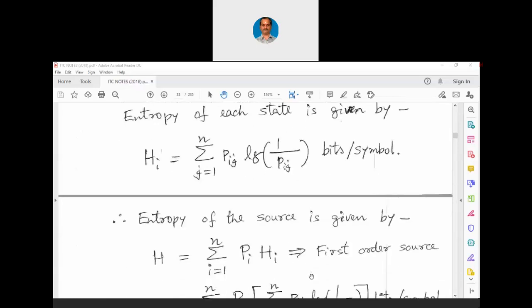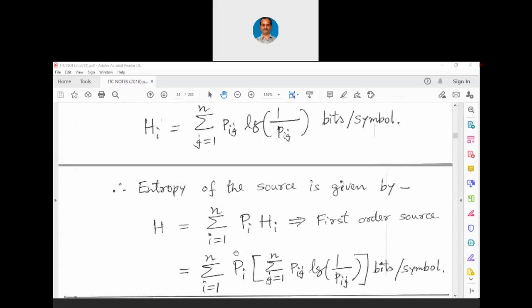Now, the entropy of the source is given by H equals summation of i equals 1 to n of capital Pi, capital Hi for a first order source. Later on I will discuss what is meant by a first order source and a second order source or a third order source. We have exercises for that later on. Now the entropy of the source is given by summation of i equals 1 to n of capital Pi into capital Hi for a first order source. Remember, we have been using capital P since yesterday. This is nothing but summation of i equals 1 to n of capital Pi into summation of j equals 1 to n of Pij log of 1 over Pij bits per symbol, because we have defined the entropy of each state now in terms of joint probability. Now what is this capital Pi? The one which we computed yesterday using the tree diagrams also.